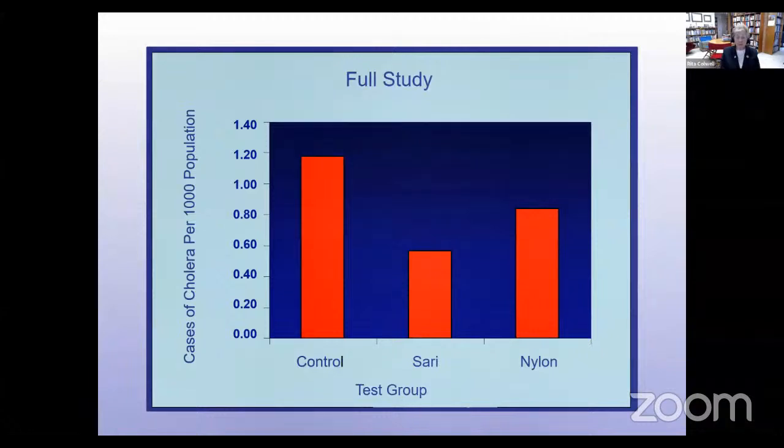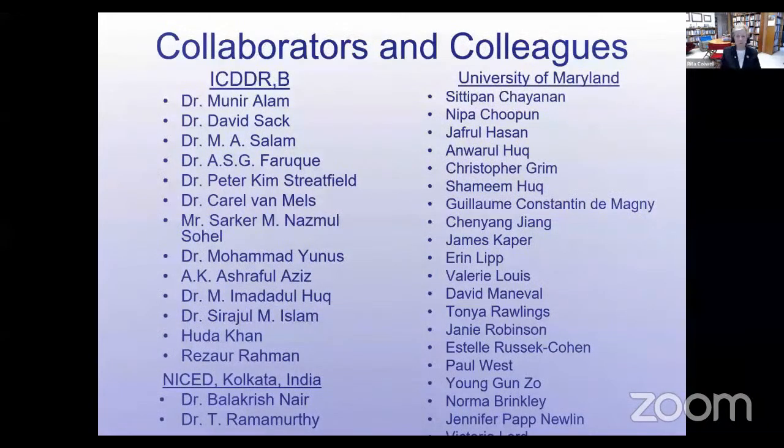By this application of fundamental science and practical use, we were able to reduce cholera by 50% using the folded sari cloth, which even proved better than nylon mesh, which was very expensive and not available to every family, whereas used sari cloth was.